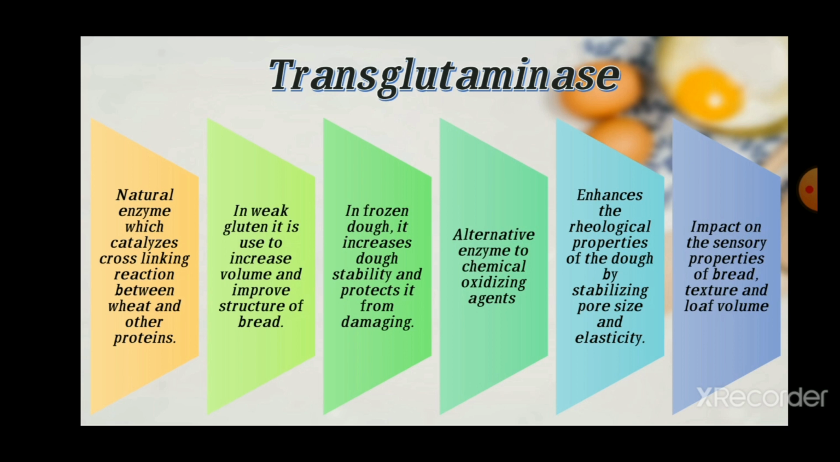Transglutaminase is an alternative enzyme to chemical oxidizing agents. It helps to enhance the rheological properties of the dough by stabilizing pore size and elasticity. It will have an impact on the sensory properties of bread, where texture improves and the loaf volume increases.